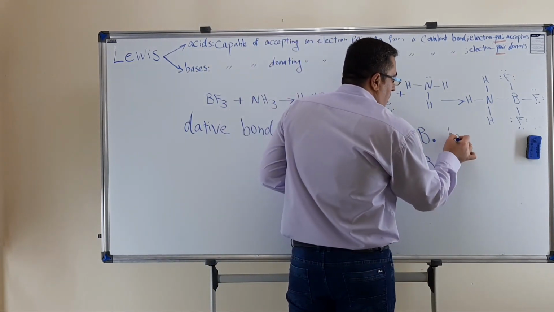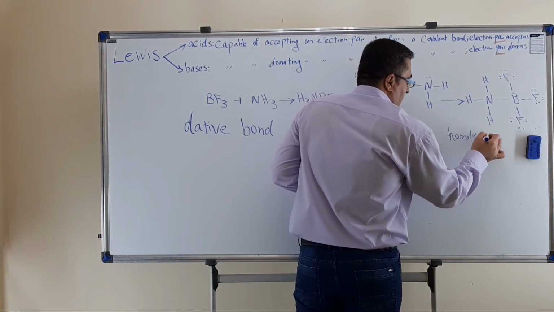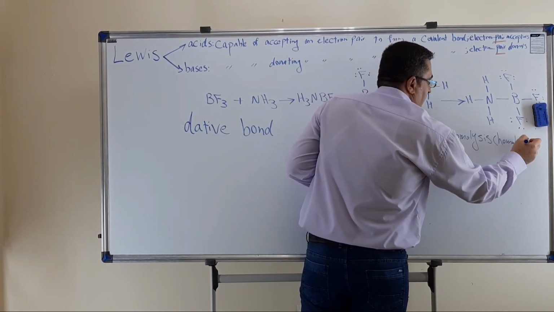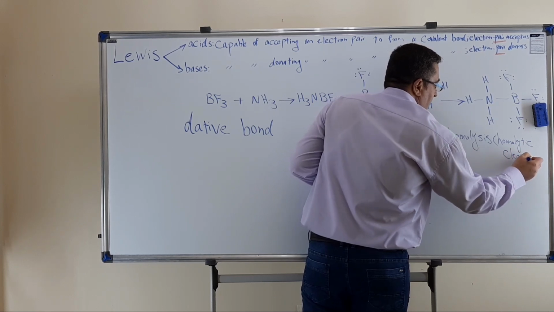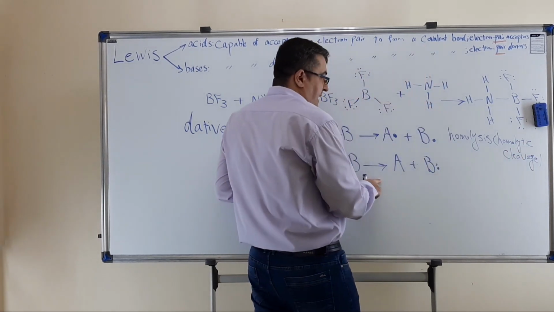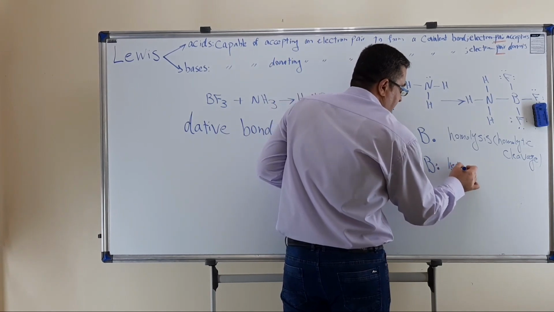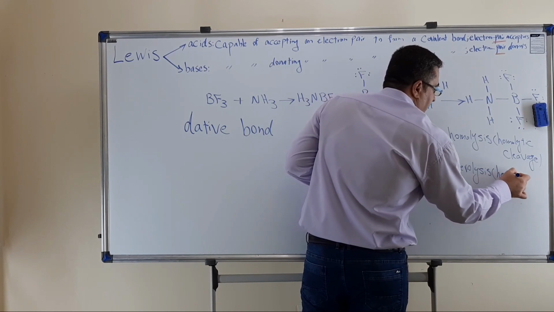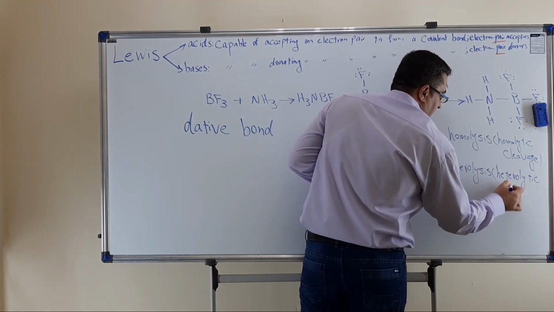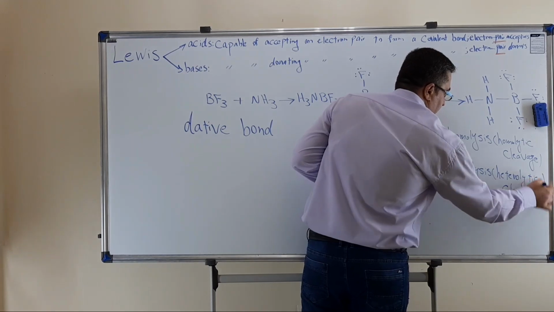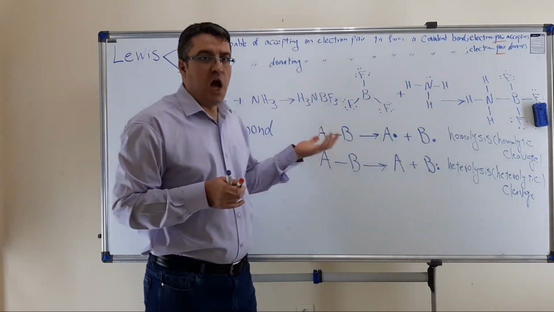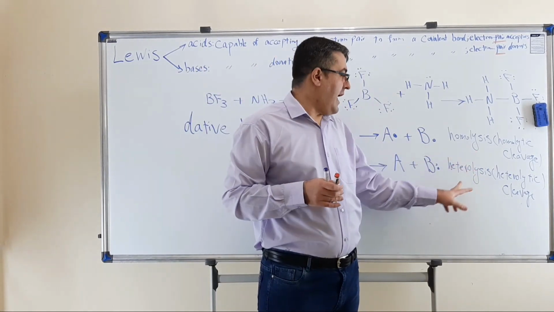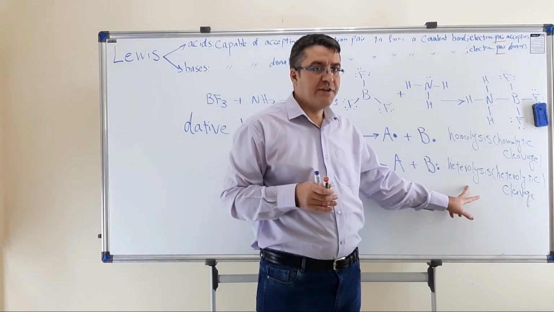This is called homolysis or homolytic cleavage. And the second one is called heterolysis or heterolytic cleavage. Based on our previous talks, homolysis is the reverse of colligation and heterolysis is the reverse of coordination.